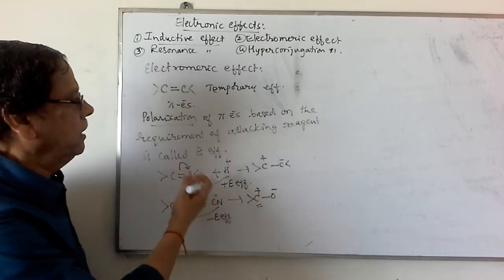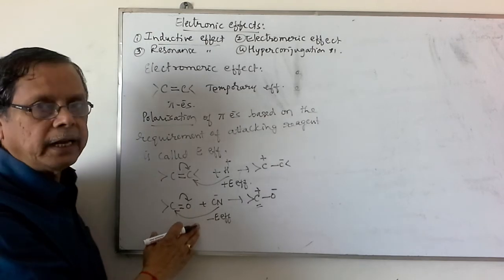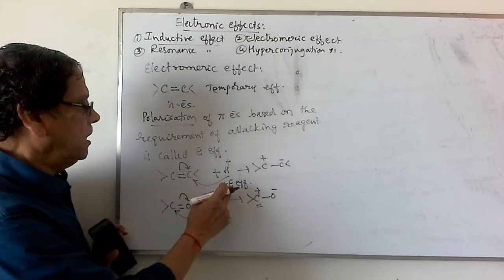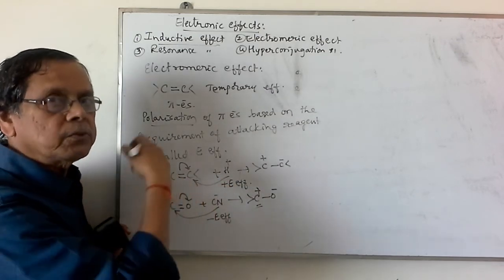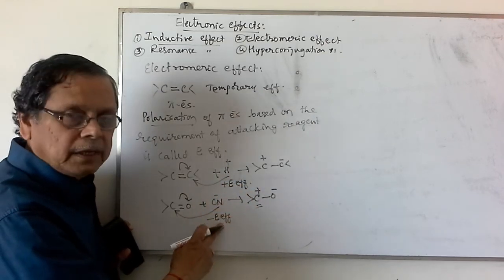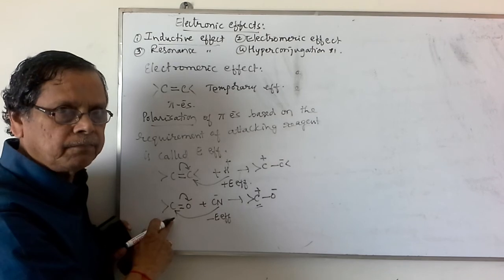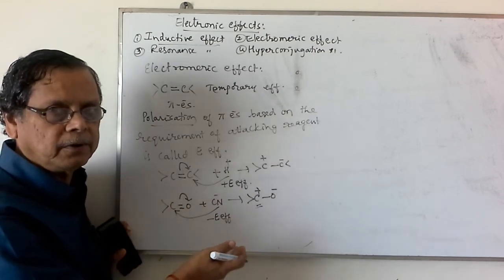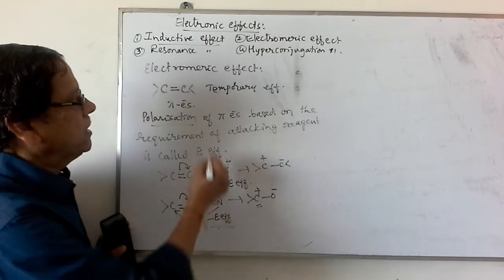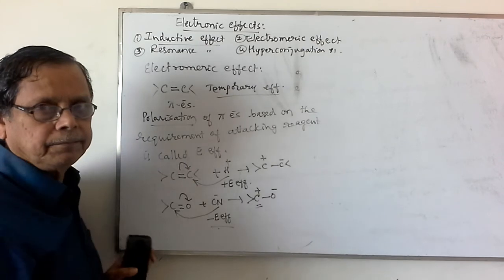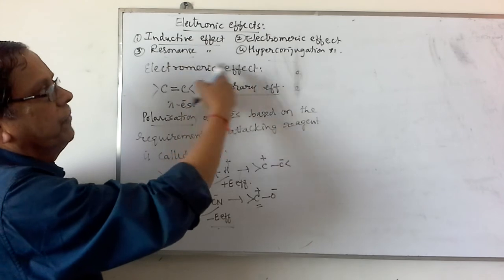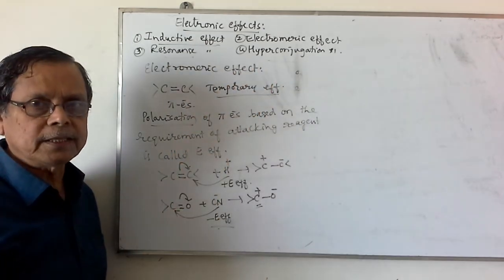So we can classify electromeric effects as plus E effect as well as minus E effect. When the attacking reagent reacts with the carbon towards which electrons are shifted, it is called the plus E effect. If a reagent attaches to a carbon atom so that the electrons go away from that carbon atom of the multiple bond, then it is called the minus E effect. And as I told you, it is only a temporary effect. The next two effects we will see in the next videos: the resonance effect as well as the hyperconjugation effect. Thank you.